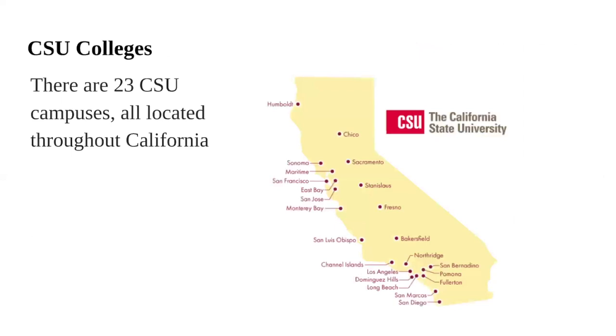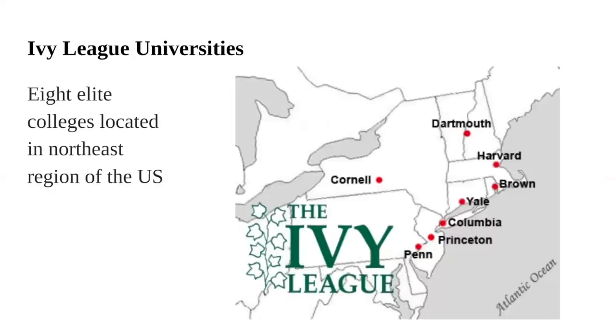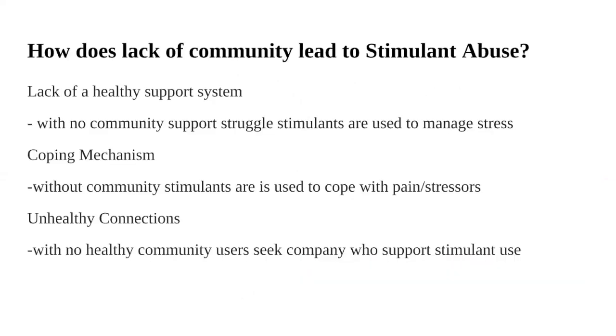There are 23 Cal State University campuses located throughout California, and this is the community we are focusing on in our study, and we'll be comparing the differences between the community and overall culture between the Ivy League schools and Cal State schools. The Ivy League is 8 elite colleges located in the Northeast region of the US, and these are the schools that we will be comparing against.